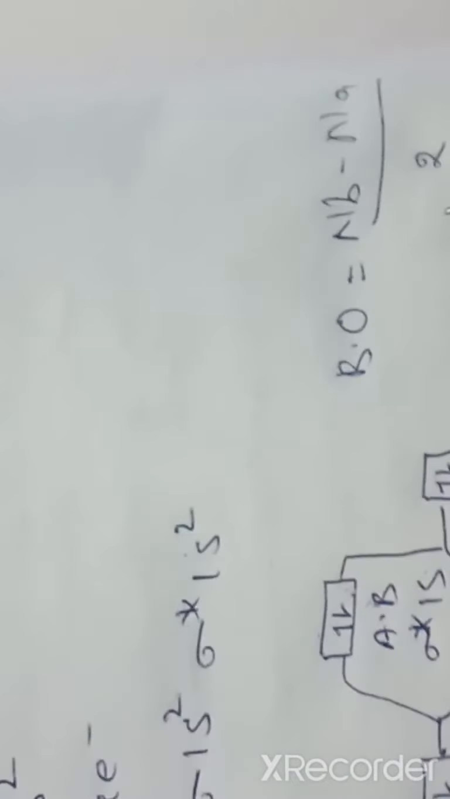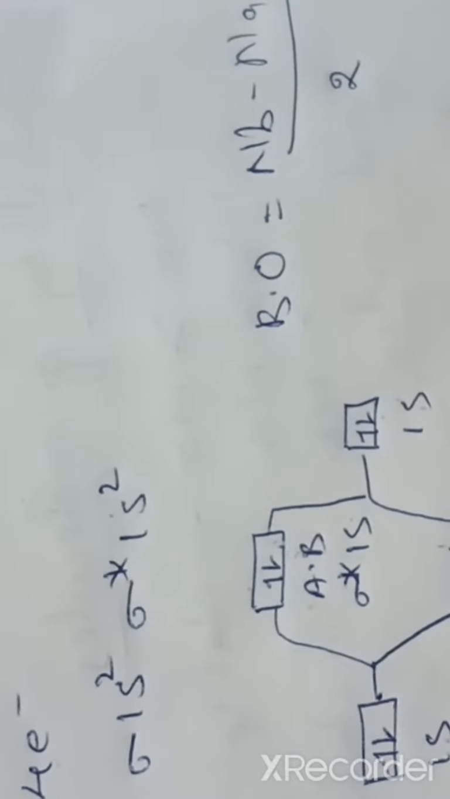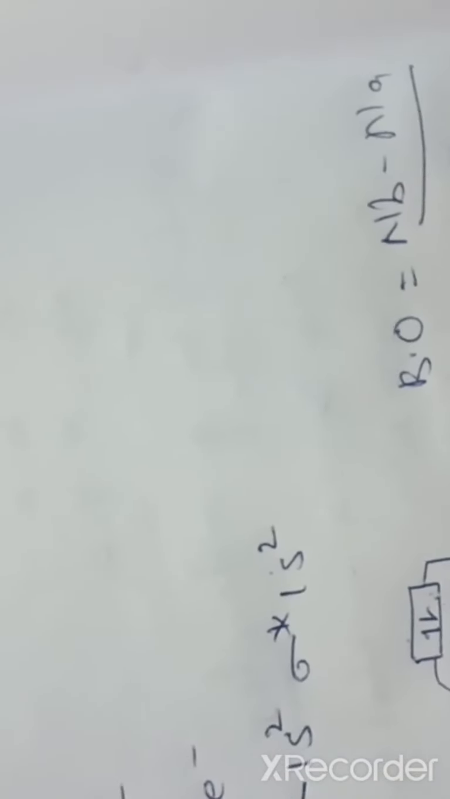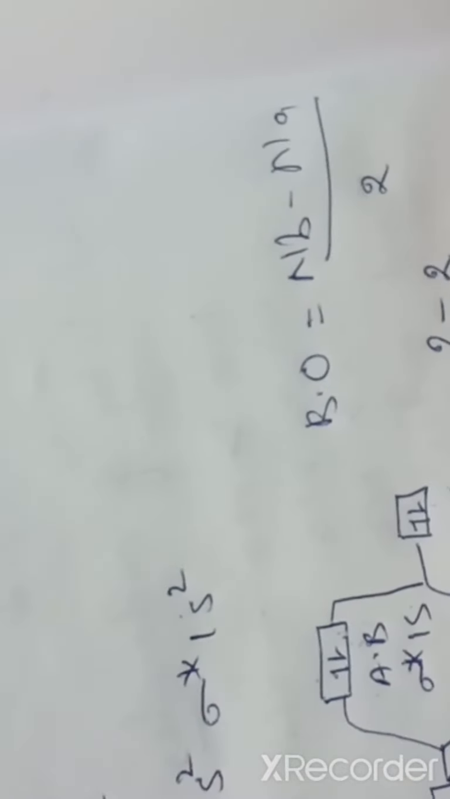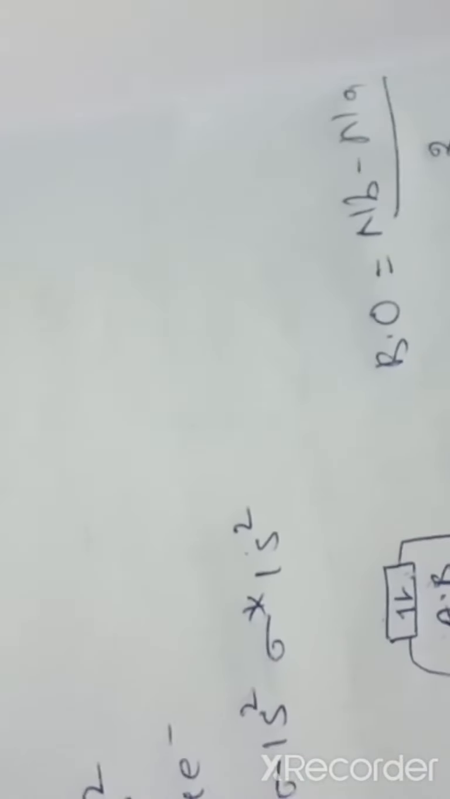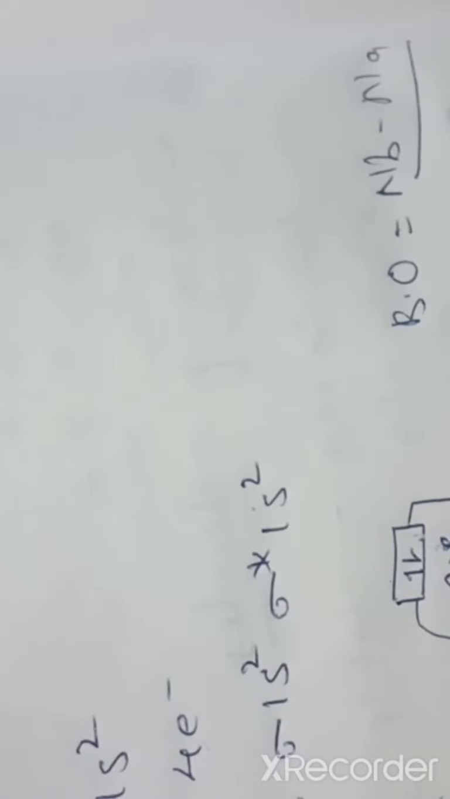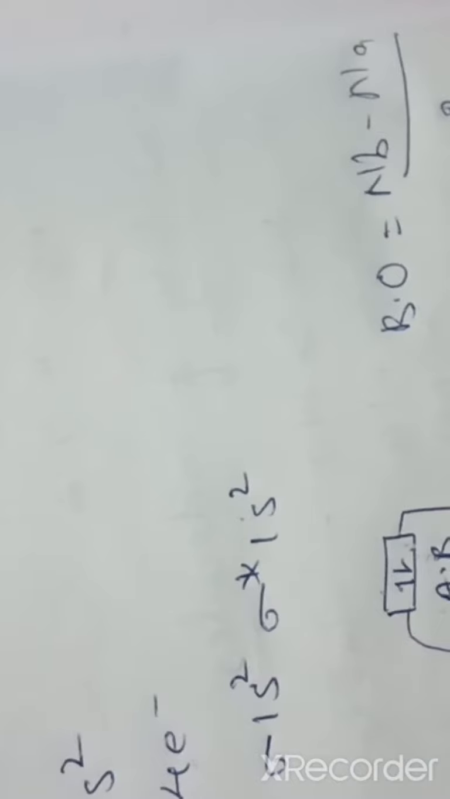If you want to find the bond order, what is the formula? (Nb minus Na) by 2, isn't it? Nb means number of bonding electrons. In the bonding orbitals, how many electrons are present? 2 are present. In anti-bonding, how many electrons are present? 2. So (2 minus 2) by 2, what will you get? 0. That means the helium molecule is unstable and does not exist.